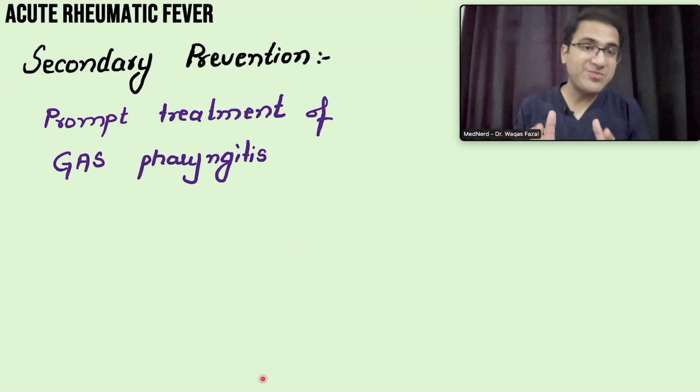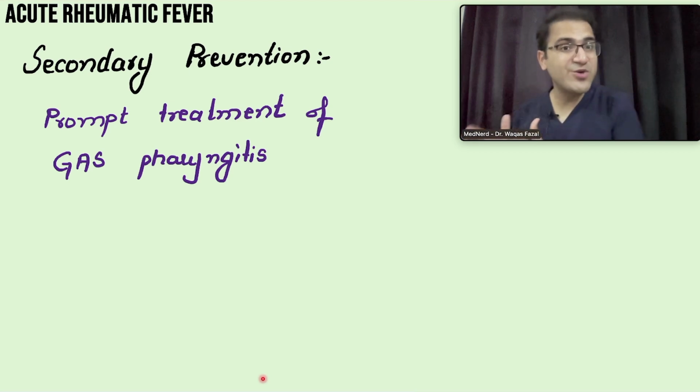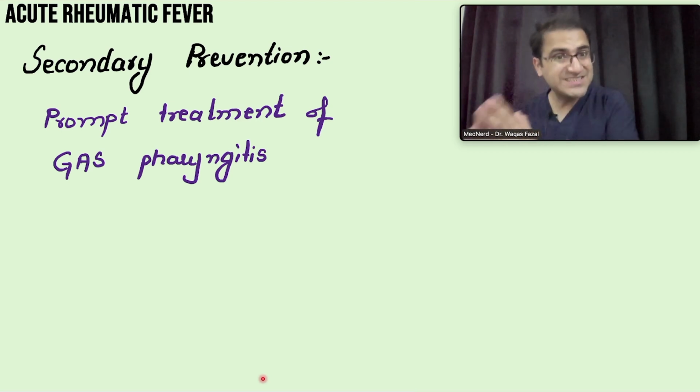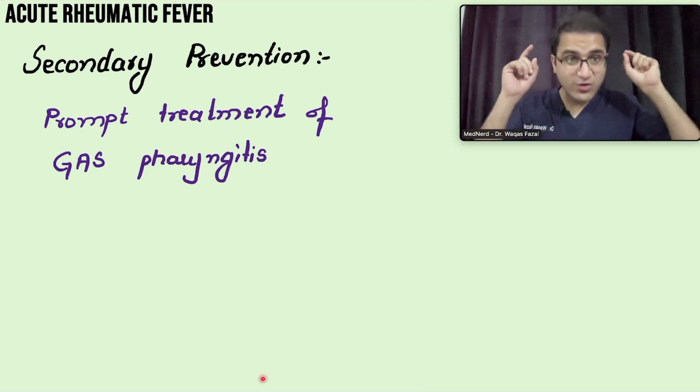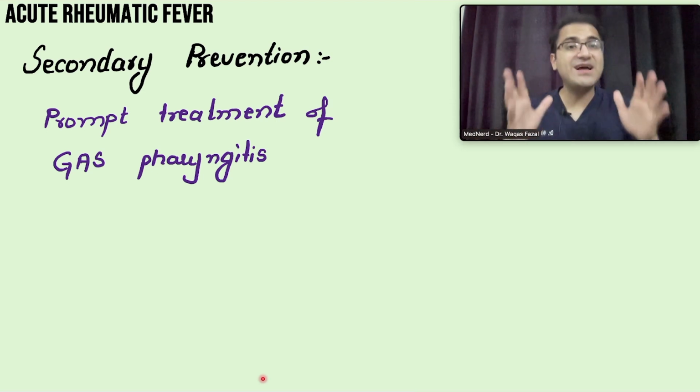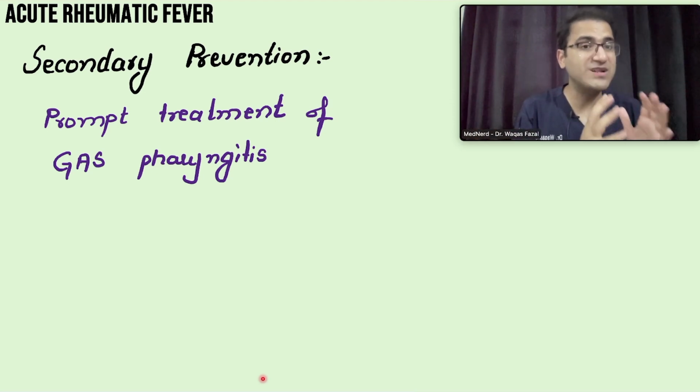Now coming to secondary prevention. Remember, these patients who have developed an acute rheumatic fever episode are at risk of developing further episodes of acute rheumatic fever. Therefore, it is very important that you prevent further episodes of acute rheumatic fever in these patients.